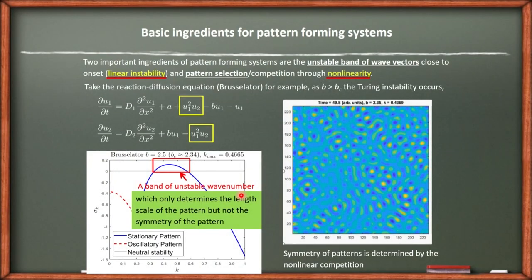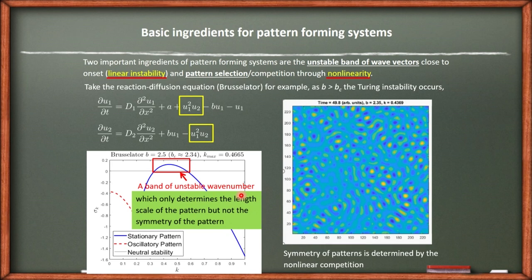So the symmetry actually only comes from the nonlinear competition, right? Two ingredients are important. One is that the system has to be able to select a specific length scale. That's the linear instability part. But with only that, the system cannot determine the symmetry because they are all equal. So you will need a competition between the density waves.